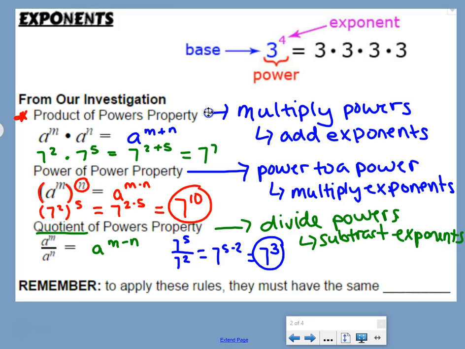Now remember, to apply these rules, they must have the same base. And remember, the base is the big number. So in all my examples, I gave you the same base. It was always 7. If it doesn't have the same base, it doesn't work. So if we were trying to do 6 to the second power divided by 5 to the third power, we couldn't use these rules. It wouldn't work.